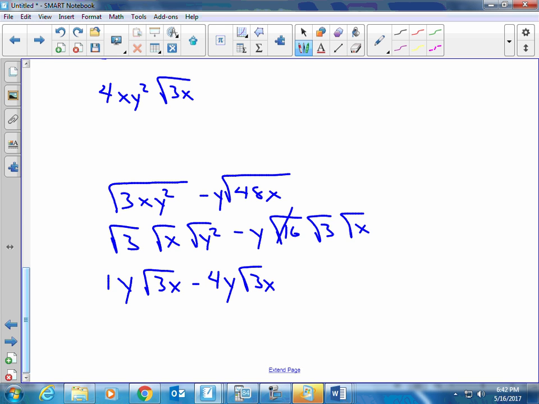Like terms, we have 1y minus 4y is a negative 3y. And what's underneath the radical is the same, so we are done. All right, that is simplifying radicals.